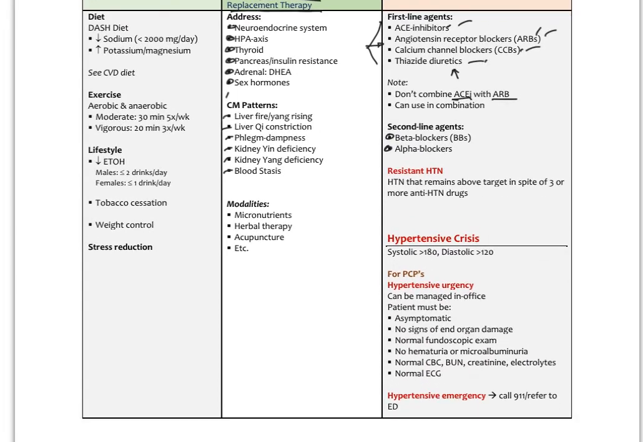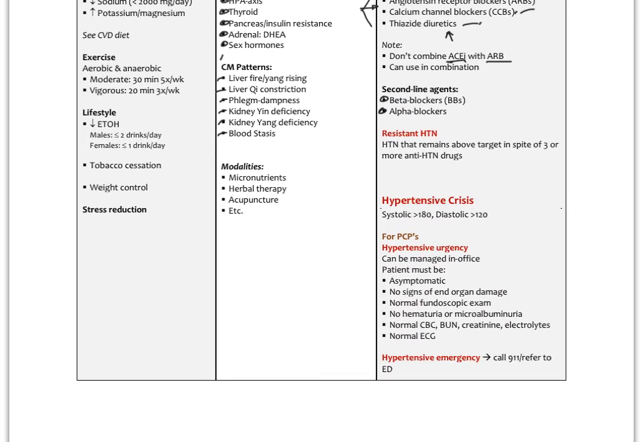Finally, for a hypertensive crisis, that's going to be a systolic over 180 or diastolic over 120. For primary care physicians, this would not be true for acupuncture or adjunctive care. You should refer all those cases out urgently. But for primary care physicians, if it's an urgency, that can be managed in office.